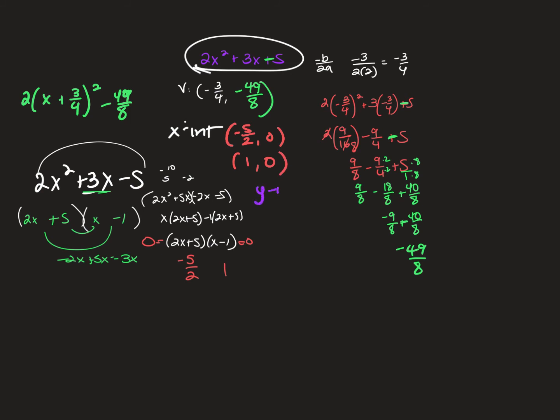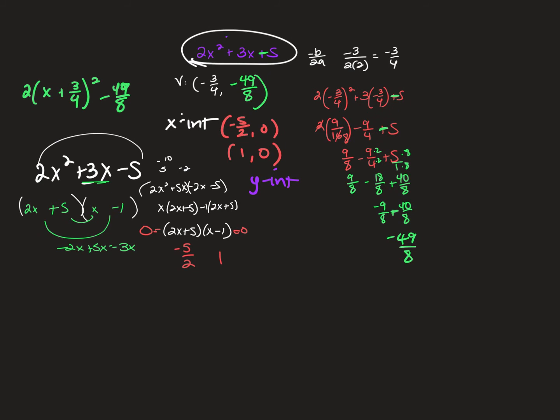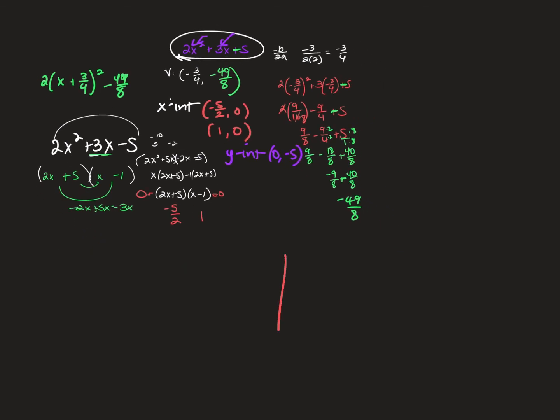Your y-intercept, remember, is super easy from here. It's 0, and it's just whatever c is, which is negative 5. So when I go to graph this, that's enough information. I've got negative 3/4, it's so sloppy, but negative 3/4 and negative 6 1/8. I've got negative 2.5 and positive 1, and then my y-intercept at negative 5.